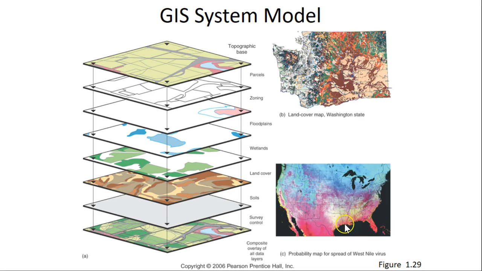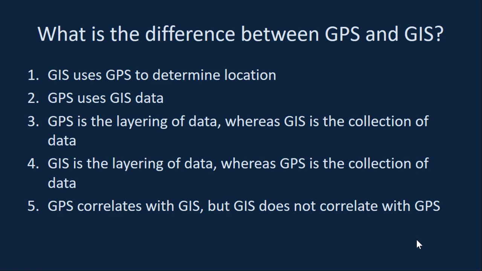Same thing in this probability for the spread of West Nile. What you're really looking at is mosquito distributions, right? And the ability for mosquitoes to spread. And that's been mapped here. This is a composite of lots and lots of different data points. It's very cool stuff.